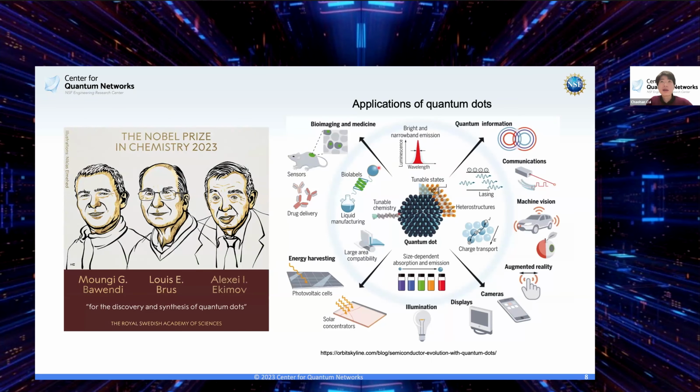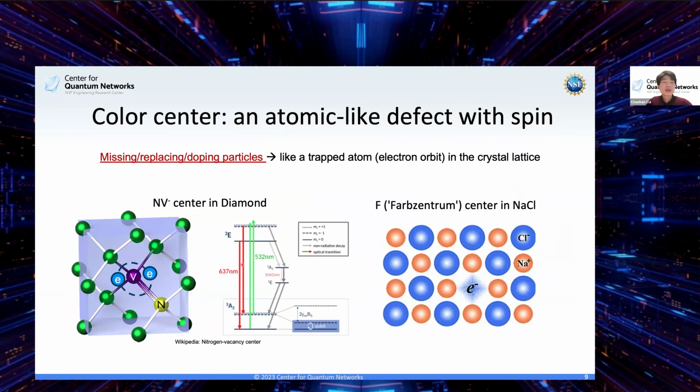So there are a bunch of applications of quantum dots, ranging from the quantum information part that we are talking about to energy, like improving solar cells, and also bioimaging. And it was granted the Nobel Prize in Chemistry in 2023. So then let's see the color center.